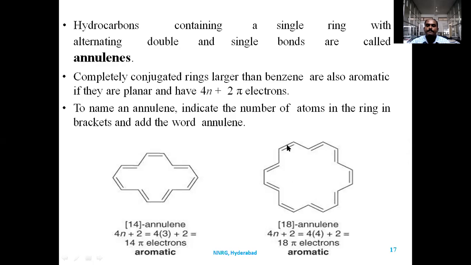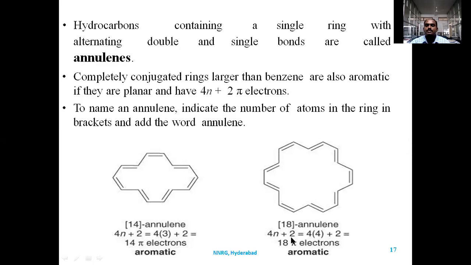18 annulene is a cyclic molecule, planar because all the carbons are undergoing sp2 hybridization, and there is a chance of delocalization because this bond shifts here, and this bond shifts here, and this bond shifts here. So there is delocalization taking place here. It may be aromatic, but we need to check for Huckel's rule.